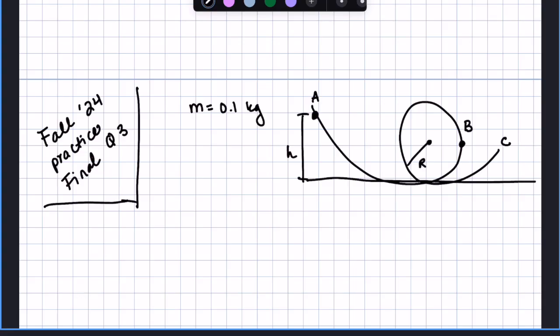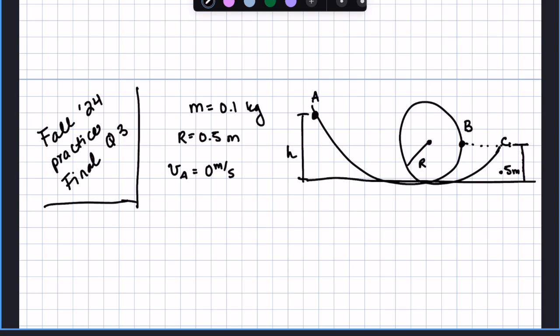We do know the radius of this. I'm going to write it off to the side. That's 0.5 meters, but B and C are at the same height. So R is also equal to 0.5 meters. Okay, so released a vertical distance H. I'll also just start plucking out my speed at A is 0, so I'm going to write VA is equal to 0. Slides down an incline track around a circular loop and then up another incline.